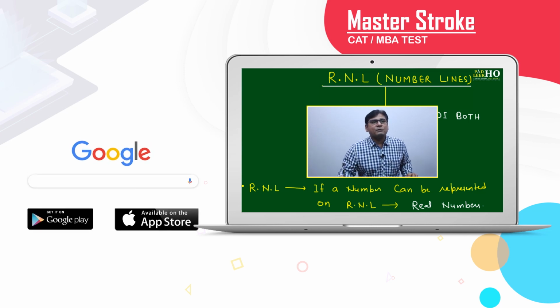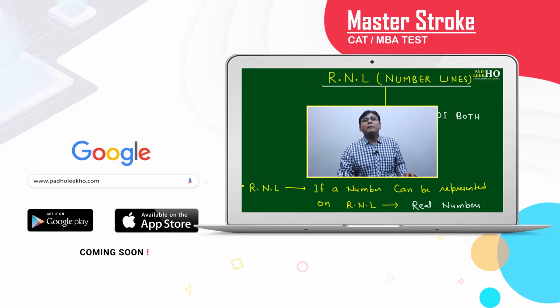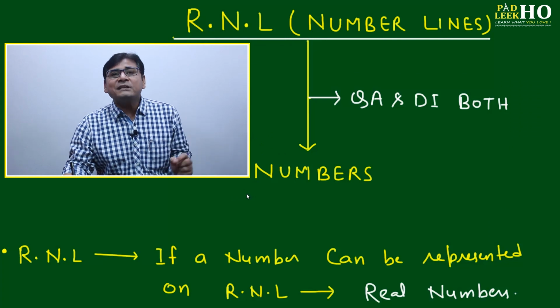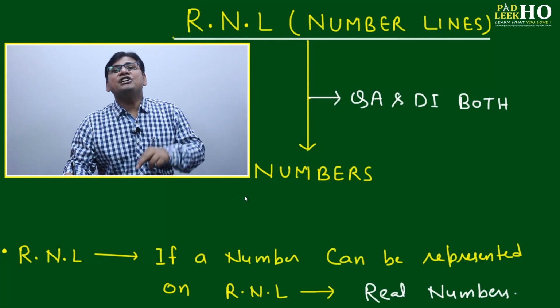Today I am going to discuss one of the master strokes, that is the real number line, or simply it is called the number line also. Generally people tell it is the number line. I sometimes say real number line because this is one of the litmus tests of any number: it is real or non-real.